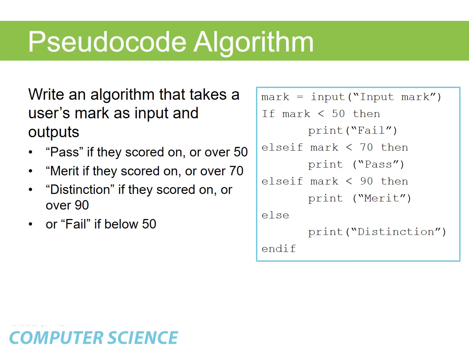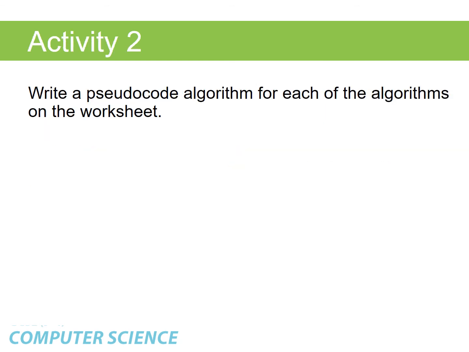This is the next pseudocode algorithm that I'd like you to write. The algorithm is going to take a user's mark as an input and output one of the following options: a pass, merit, distinction, or fail. Look at the criteria on the screen and try and write that algorithm.